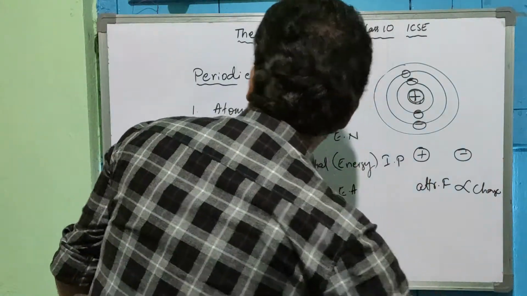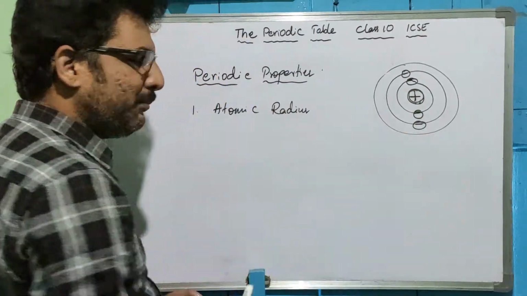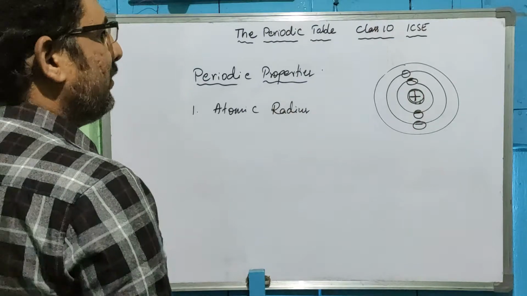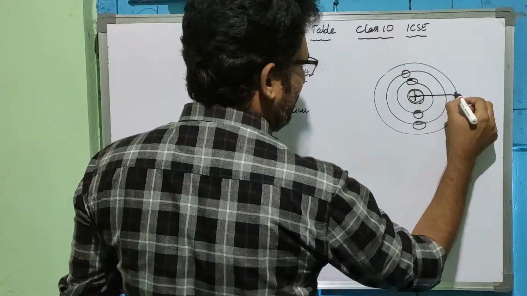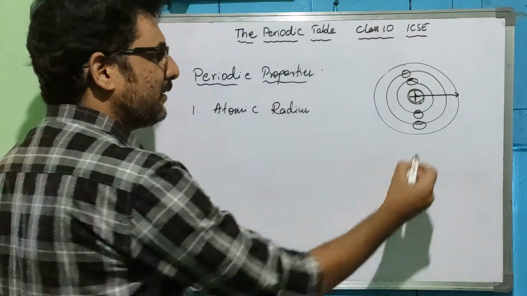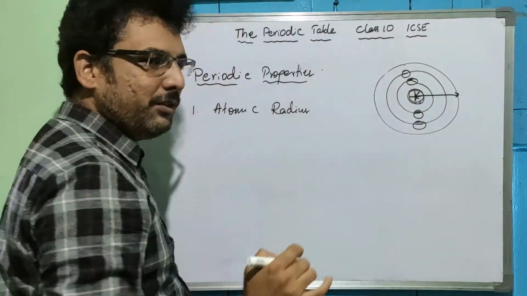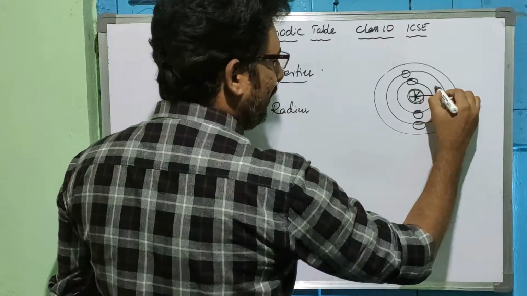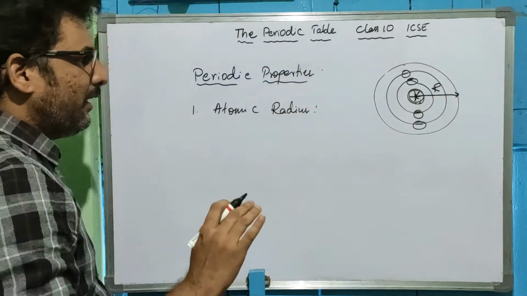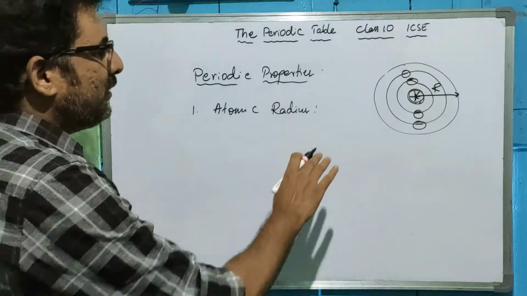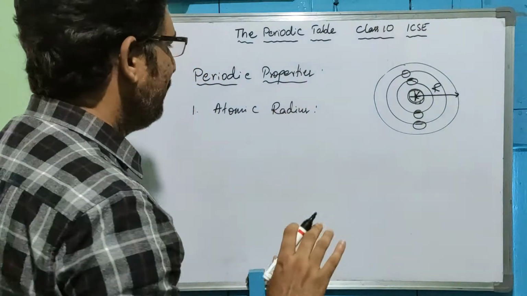Okay, let's see what this atomic radius is. This atomic radius can be defined as the distance between the center of the nucleus and the outermost shell. In case this is the outermost shell of the atom, the distance between the center of the nucleus and the outermost shell is called atomic radius. And let's see how it changes down a group and across a period in the periodic table.